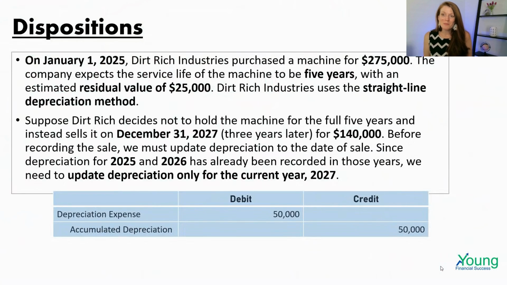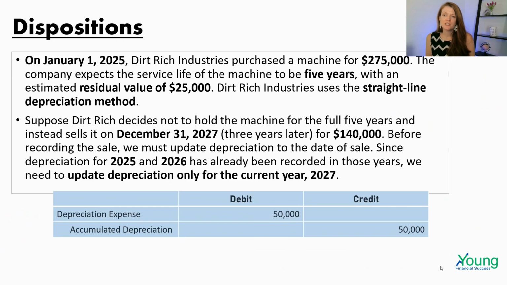So let's look at an example. It is January 1st, 2025. Dirt Rich Industries purchased a machine for $275,000. The company expects the service life of the machine to be 5 years with an estimated residual value of $25,000. So they think it's still going to be worth $25,000 at the end. Dirt Rich Industries uses straight line depreciation.